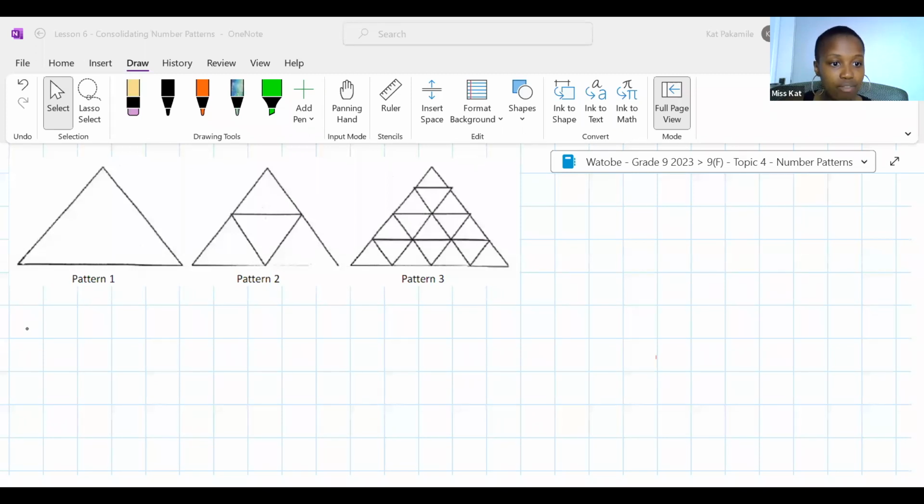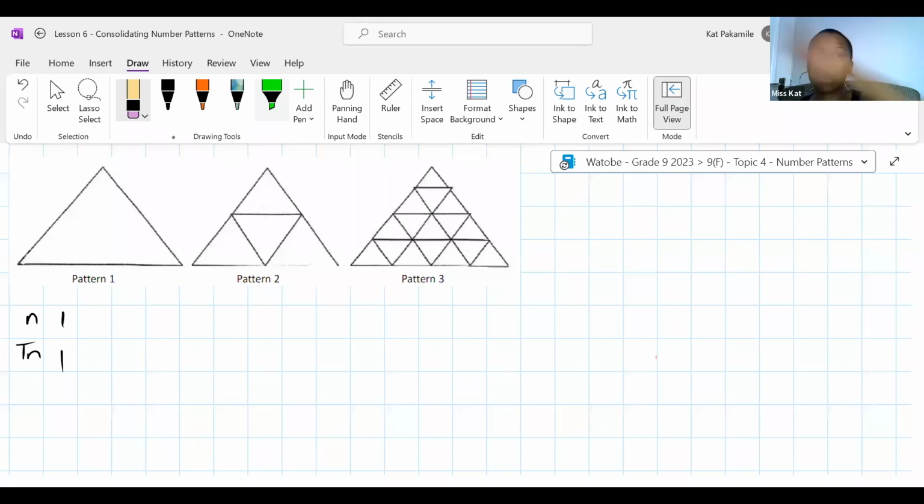So in pattern 1, we have one triangle. NB, important, we are counting the triangles inside. So what I mean is for pattern 2, we're going to say we have 1, 2, 3, 4 triangles, not counting the big one outside. Otherwise, it's not going to work. So it's pattern 1, pattern 2 has 1, 2, 3, 4. Pattern 3 has 1, 2, 3, 4, 5, 6, 7, 8, 9, 10, 11, 12, 13, 14, 15, 16.